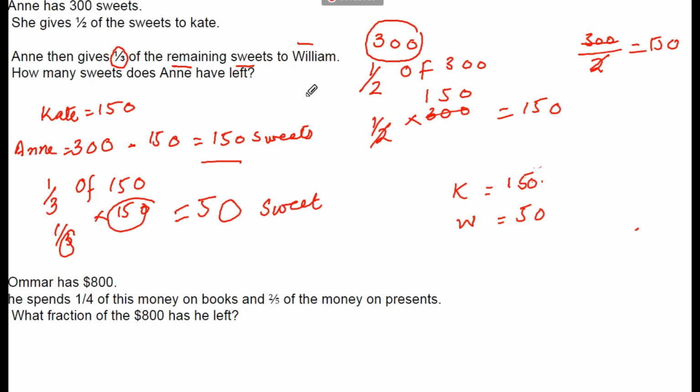To work out how many sweets Annie has left, we need to know that actually she had 300 sweets, right? Then she gave 150 to Kate. 150 sweets were remaining, from which she has given 50 to William. So when you take away 50 from 150, what will you be left with? 100 sweets. So it means Annie is left with 100 sweets.